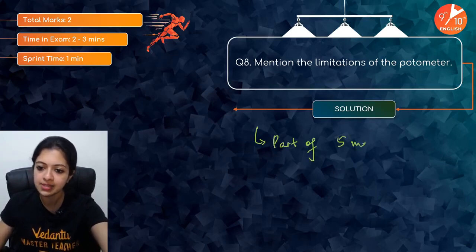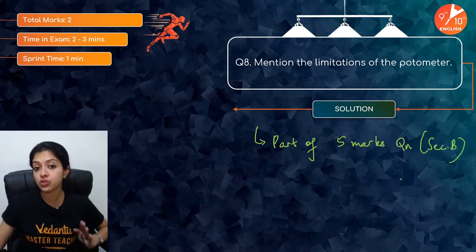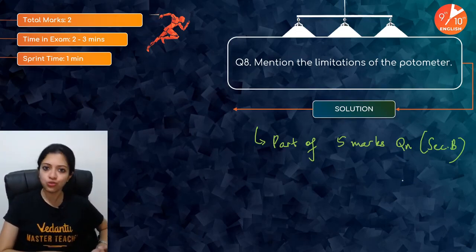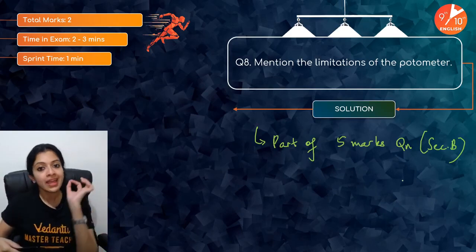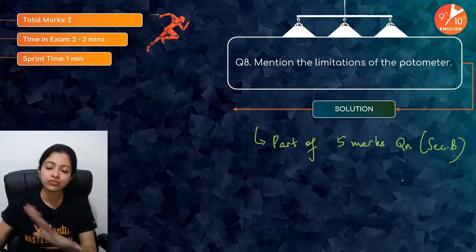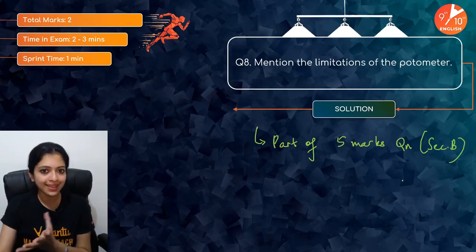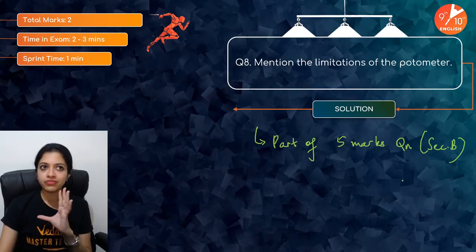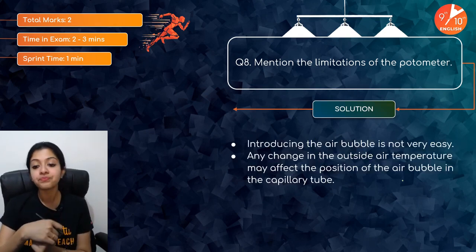Part of a 5 marks question in section B of your paper. Because, as I told you, experiment-based questions are very, very important from absorption by roots, transpiration and photosynthesis. Especially transpiration and photosynthesis. And in this particular chapter, Ganong's potometer is one of the most frequently asked ones. Okay, and limitations of the potometer is, again, if there's a question based on Ganong's potometer, there are very good chances, 85% chances, that this question would be asked.